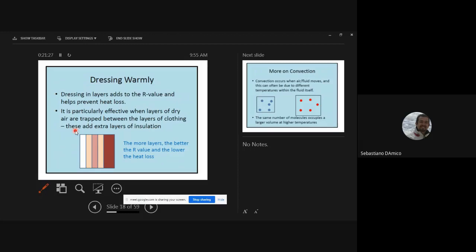Thank you. Now, let's see what happens when we are dressing warmly. I think it's something that we should do these days, right? Dressing in layers and hats adds variation in that R value that we introduced and were referring to when we were considering buildings. And so it changes, at the end of the day, that value and helps prevent heat loss. It is particularly effective when layers of dry air are trapped between the layers of clothing or extra layers of insulation.